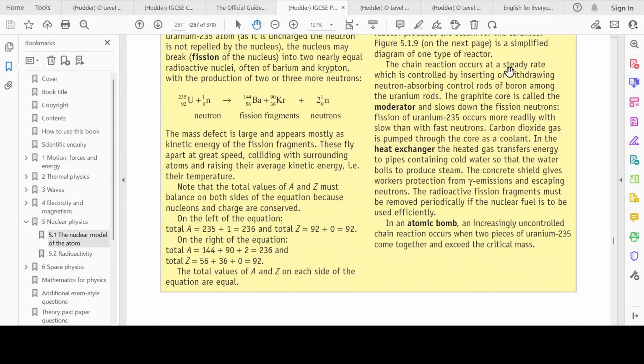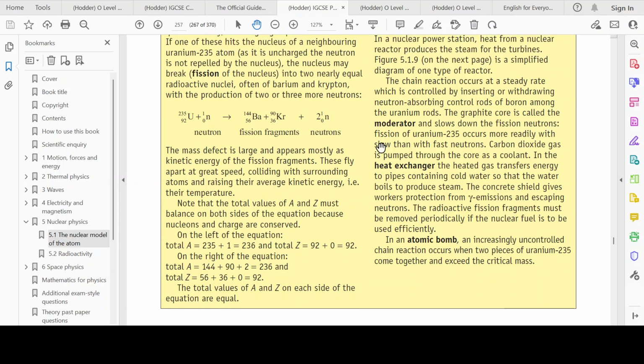The chain reaction occurs at a steady rate, which is controlled by inserting or withdrawing neutron absorbing control rods of boron among the uranium rods. There's also something called the graphite core. It is called the moderator and slows down the fission neutrons. Why do they do that? Because when the neutrons are slower as compared to faster, fission occurs more readily. Now, when we talk about slow and fast, we're talking about relative speed. We're not putting a number to it.